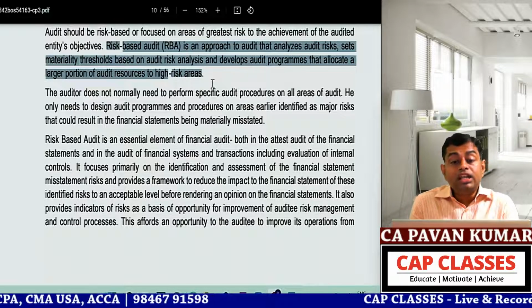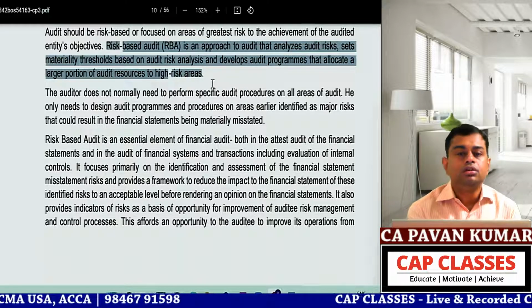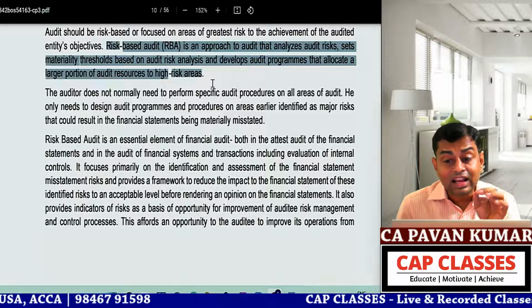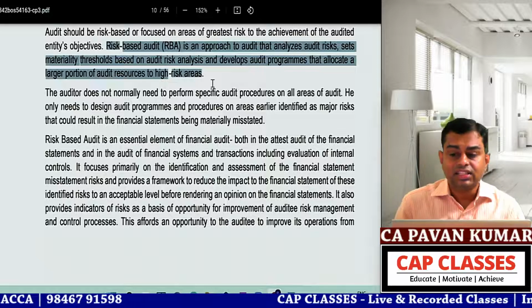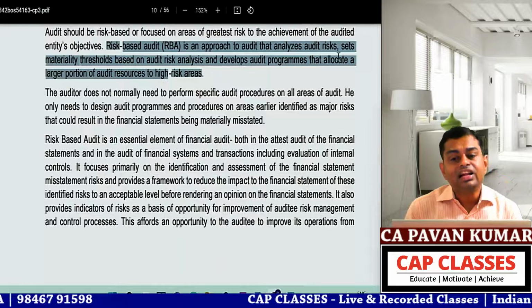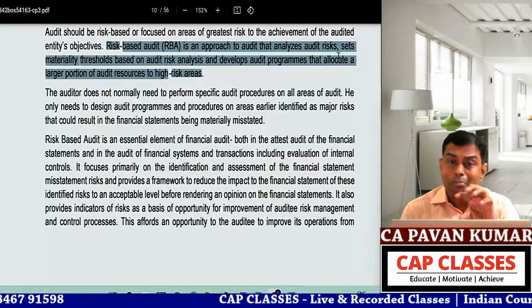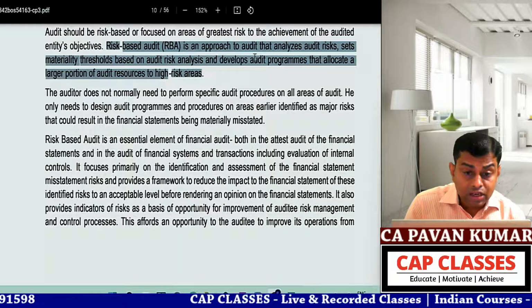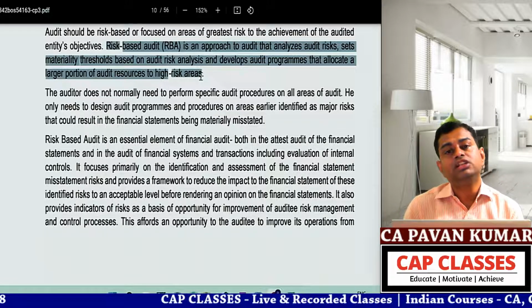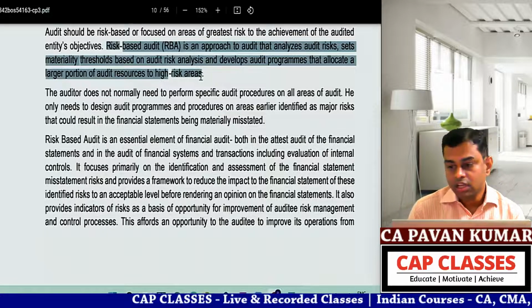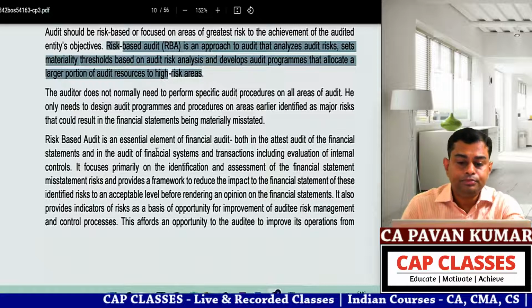Definition. What is RBA? It is an approach to audit that analyzes audit risks, sets materiality thresholds, and develops an audit program based on the risk. You need to give a larger portion of audit resources to high-risk areas. You understand? That's all.